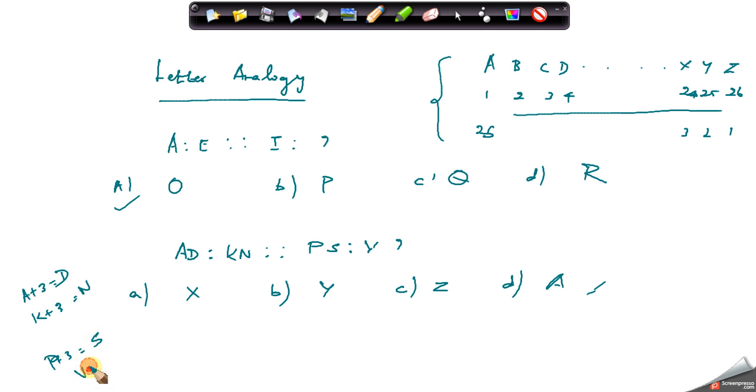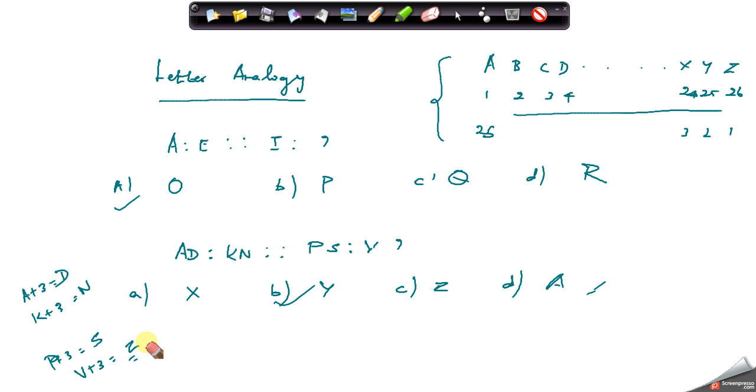Similarly, P plus 3 is equal to XYZ. So answer should be Z. Z is the right answer in this case. The UVWXYZ, WXY. So Y is the answer in this case. So the WXY. So Y is the answer for this particular question. It's just an example of letter analogy.